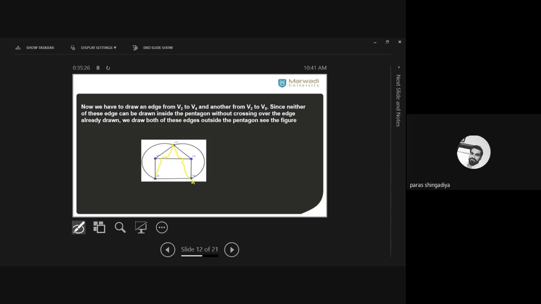So I have explained that here. We consider the two edges V2 to V4 and V2 to V5, and since neither of these edges can be drawn inside the pentagon without crossing the inside edge that we already drew, we draw both edges outside the pentagon and consider this picture. That is the creation of both edges outside the pentagon. Clear?